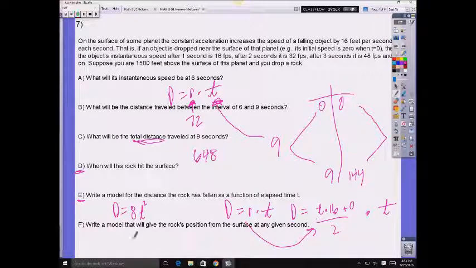The position is going to be, if you start him off at 1,500 feet, you're going to take that 1,500 and subtract the distance that object goes. And so you can type this in on your calculator, look at a table. That rock is going to hit the surface somewhere between 13 and 14 seconds.